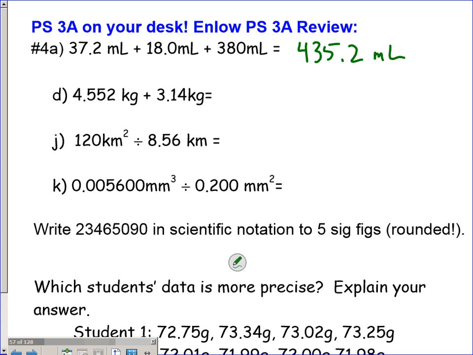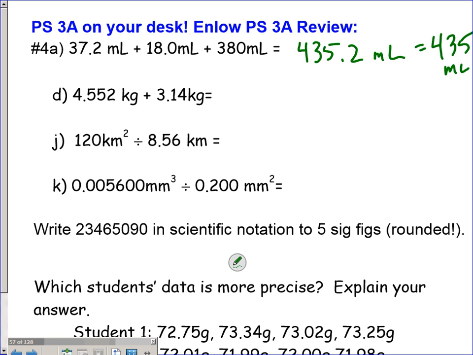So then you guys said this was going to have to round to what? 435 milliliters, because that 2 does not influence the 5 to get rounded up. It just keeps it the same. So whenever you're walking through it, always just do your calculation first, then say which rule it is. This happened to be the addition. Let's go down to D.